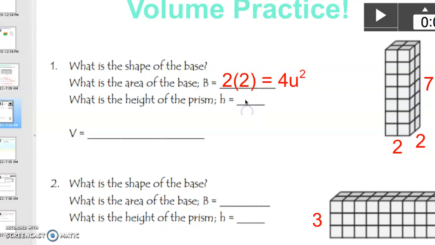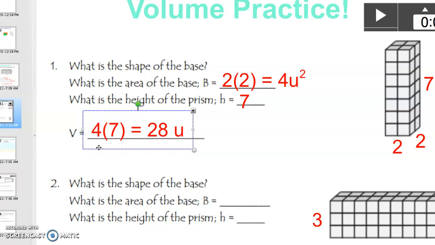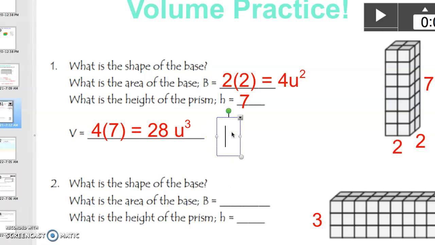Okay, the height. All right, well, the height here is 7. So to find the volume, I have to take the area of the base and multiply it by its height. So 4 times 7. So that's 28 units cubed. It's pretty simple.